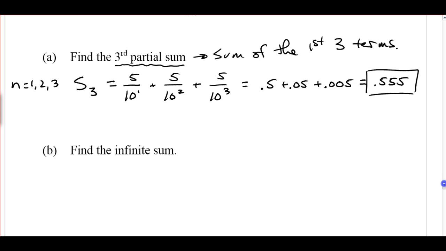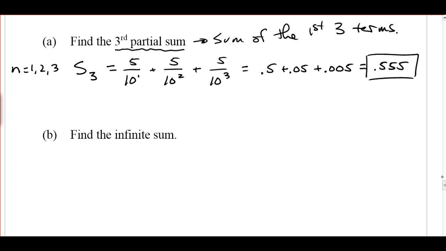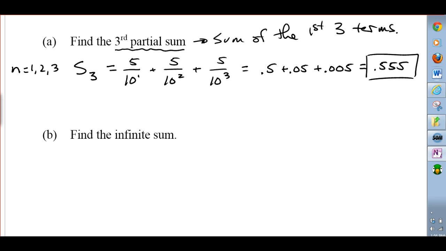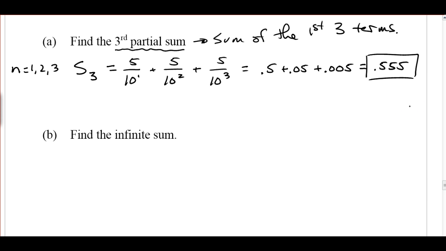All right, so let's take a look at the infinite sum. We can see a pattern that's evolving: after the third sum, we're going to be adding another 5 to the end of this because our numbers are decreasing by a factor of 10. So the sum of this series would be 0.555 repeating. And if you remember that this is 5/9, that's perfect. It's going to be 5/9.